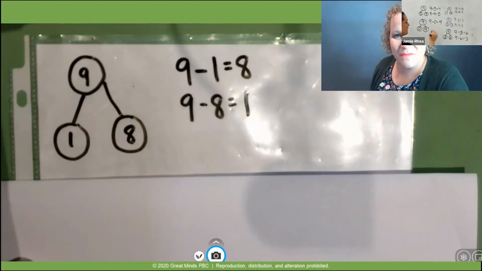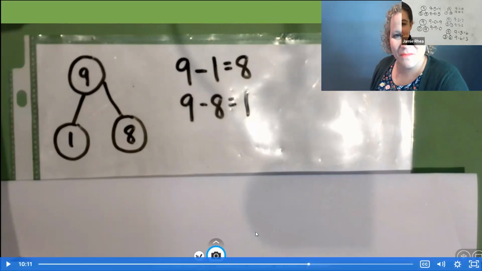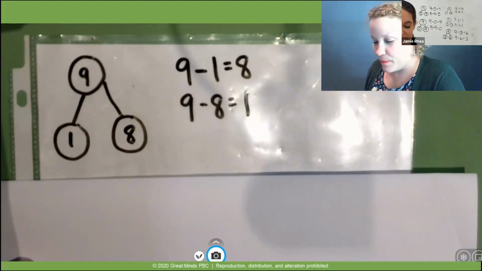I could say 9 minus 9 equals 0. Now, I think we've got them all. You think Miss Curry and I are going to have the same exact thing? Let's check. Come back. Let's check to make sure you found all the number bonds.